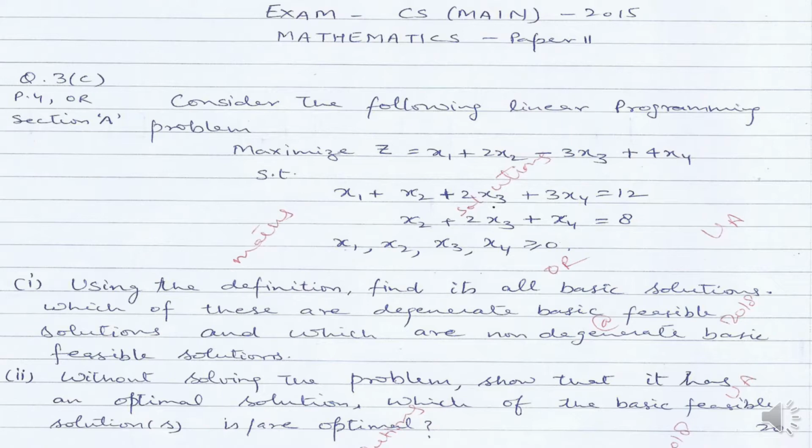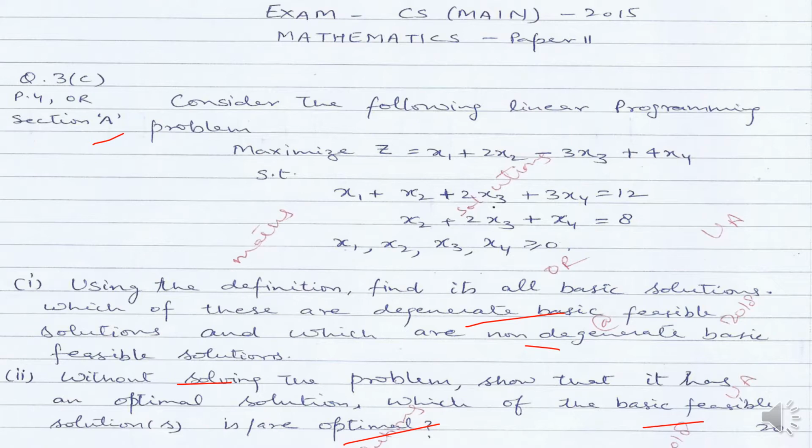And in this video I am discussing the solution of CS Main 2015 paper 2 Mathematics, question number 3C of operations research, and this question is from section A. This question is about degenerate basic feasible solution and non-degenerate basic feasible solution, and we have to find out the optimal solution without solving the problem.